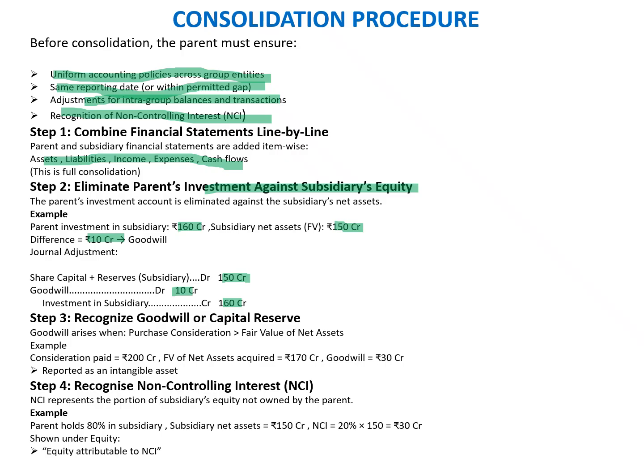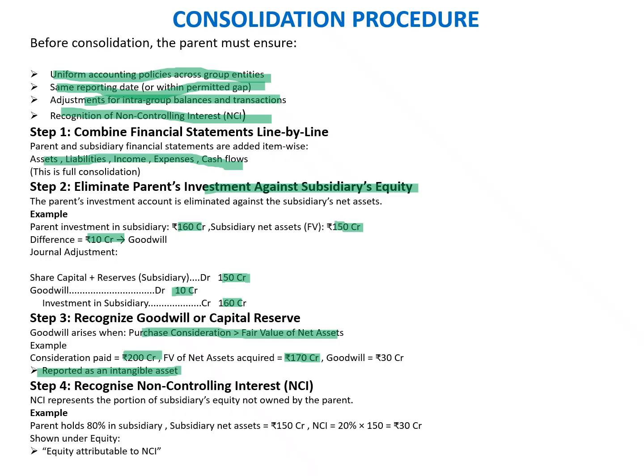Third step is the recognition of the goodwill and the capital reserve. In the above case, we have already done that. We have recognized the goodwill of 10 crore because that is the gap between the net investment in the subsidiary versus the price that has been paid by the parent to acquire that subsidiary. So goodwill arises when the purchase consideration exceeds the fair value of the net assets. For example, consideration is 200 crore, fair value is 170 crore, so goodwill is 30 crore. It has to be reported as an intangible asset in the group consolidation.